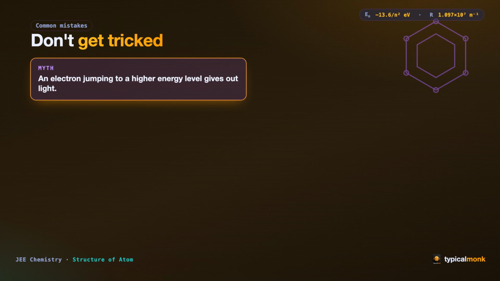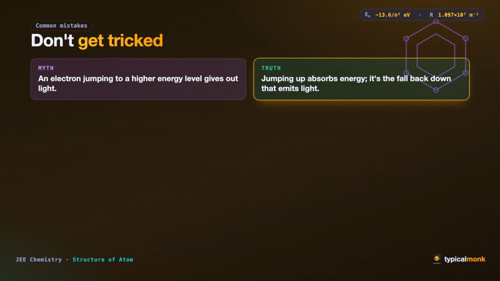Now let me save you some marks. 2 myths that trap thousands of students every year. Myth 1. When an electron jumps up to a higher level, the atom gives out light. It sounds active, energetic, so surely it glows. No? David believed this for months. But here is the truth. Jumping up absorbs energy. It is the fall back down that emits light. Up is absorption, down is emission. Keep that direction straight and half the spectrum questions solve themselves.